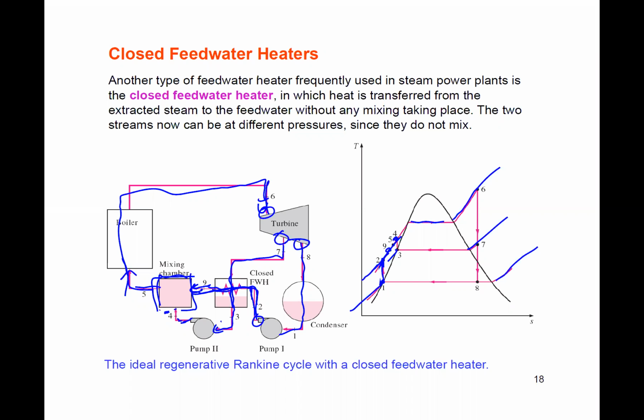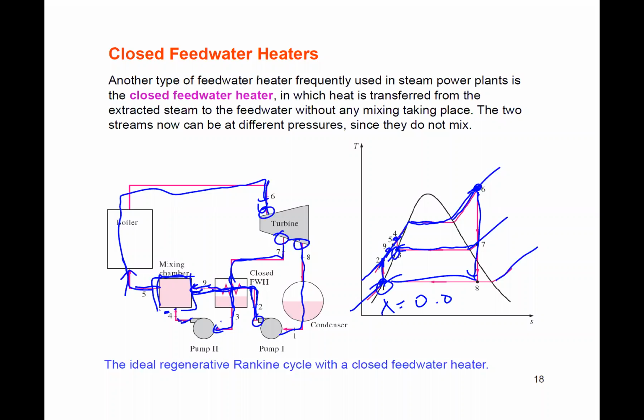Okay, so then 6. We add heat and go all the way to 6, and then we expand through the turbine all the way to 8. We pulled some off. You have your condenser here, but we pulled some off at 7 to go through the closed feed water heater, and that dropped from 7 to 3. This is the inlet to the pump, so again, it's quality of 0.